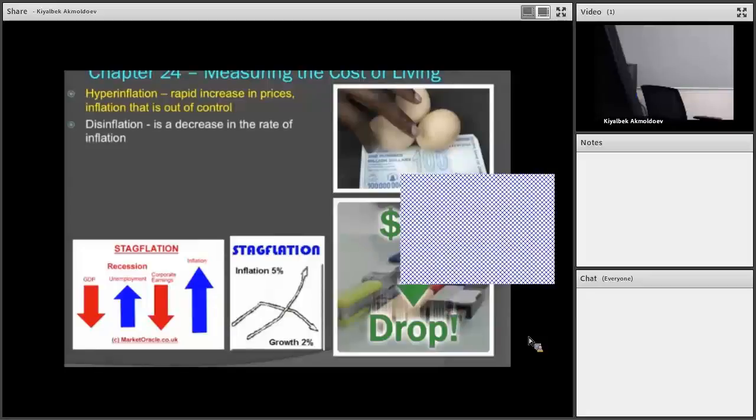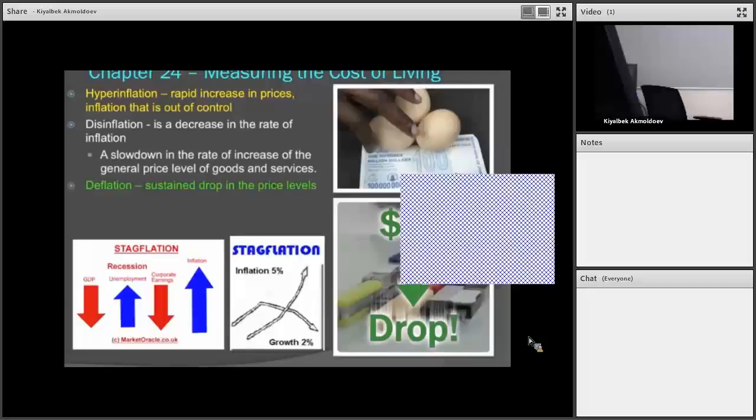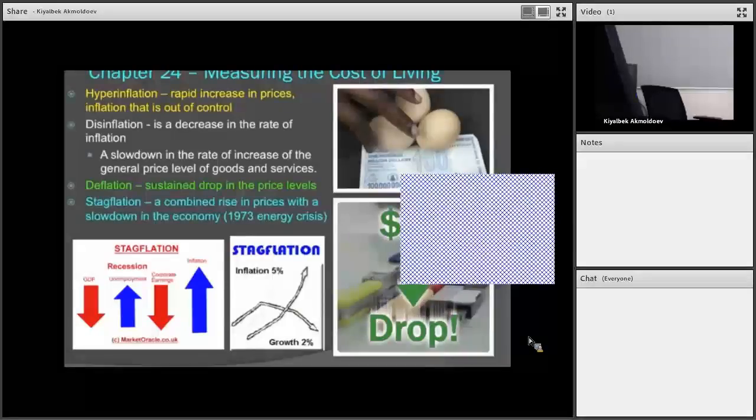Another term is called disinflation. Disinflation is when the prices go up, but they go up at a slower rate. So this is a slowdown in the price levels in the economy. We also have what's called deflation. Deflation is typically what makes economists really nervous because that's indicative of economic decline and contraction. So when price levels actually drop, we call this deflation.